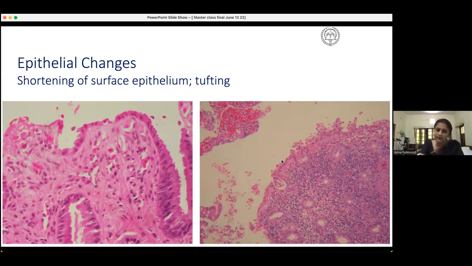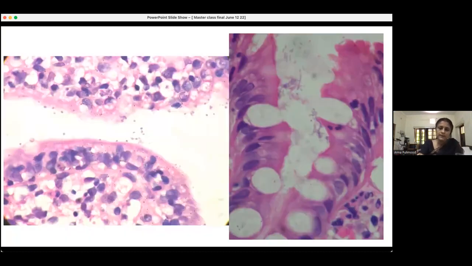The other change on surface epithelium is if it's being tickled from the luminal surface, it'll throw tufts into the lumen. This kind of tufting of the surface epithelium into the lumen is indicative of some luminal damage. The other thing you may see on the luminal surface are different infectious agents. So this is cryptosporidia.